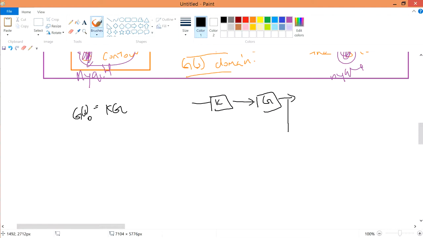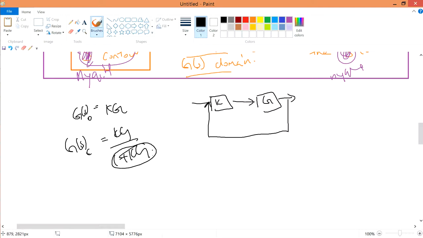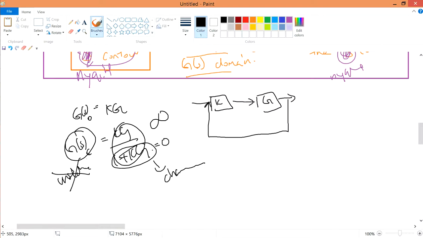Alright, if you close the loop, it's considered kg1 plus kg. Right, and this is the characteristic equation if you remember. And if this is equal to 0, then the whole equation will go to infinity, which means that the closed loop system will be unstable, which we don't want.